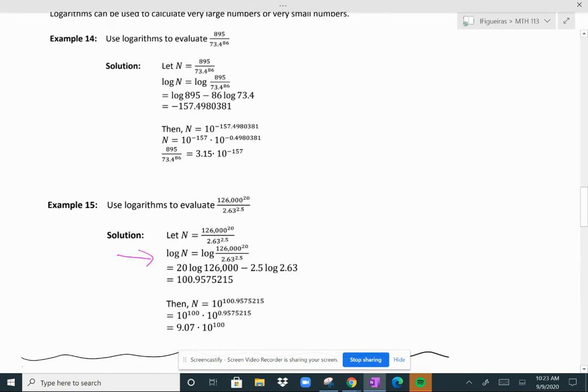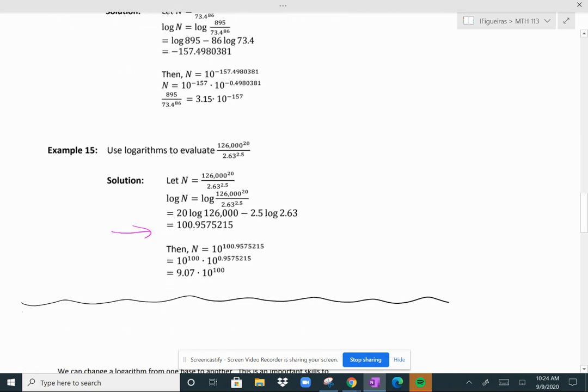So I take the common log of both sides. On the right side, you can rewrite this as a quotient, the quotient as a difference, and put my exponents in front as coefficients. So you get 20 log of 126,000 minus 2.5 log of 2.63, which gives you this as an answer using a calculator, 100.9575215. All right, then we let n equal 10 to that value that you just found.